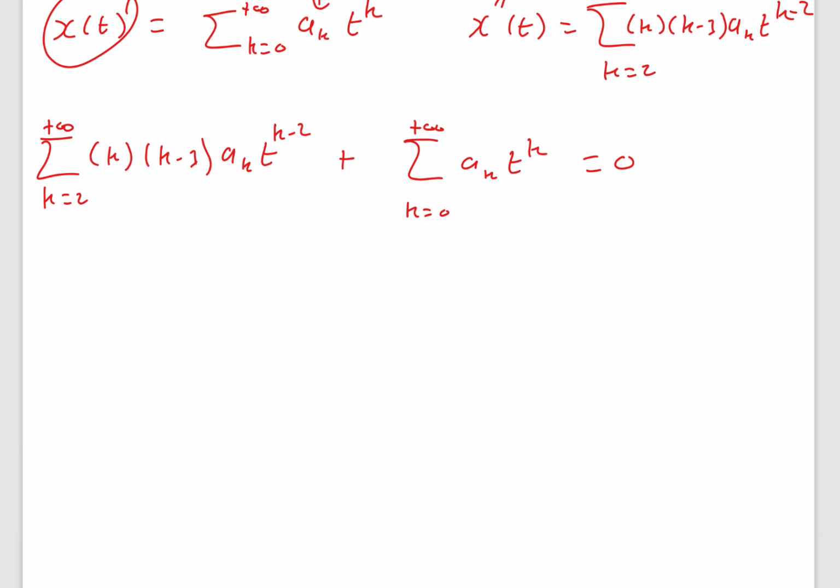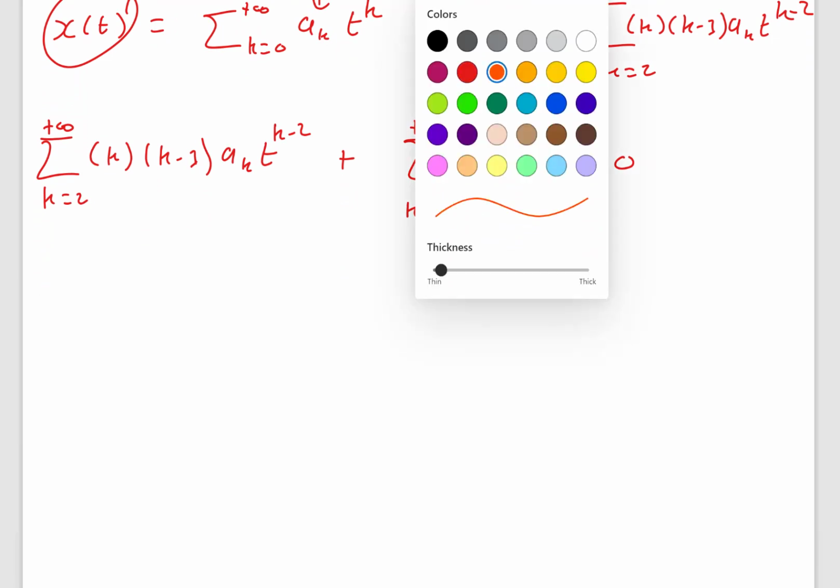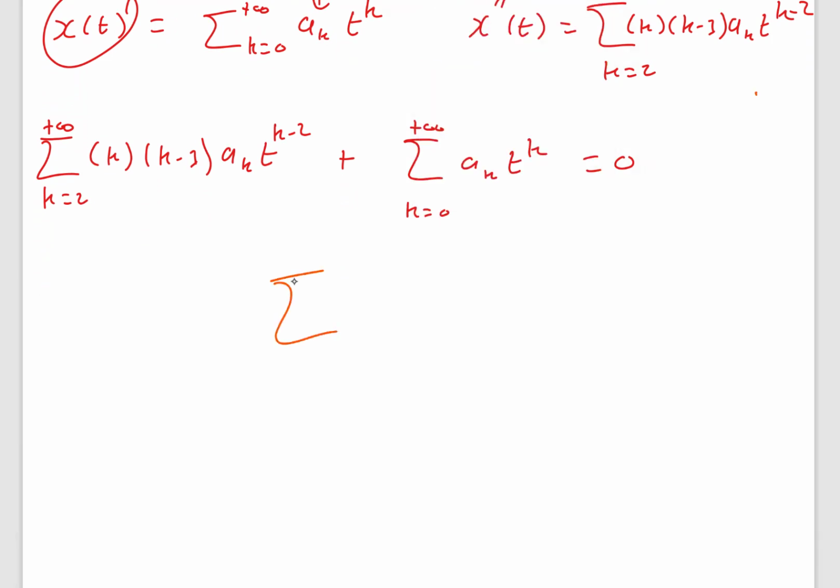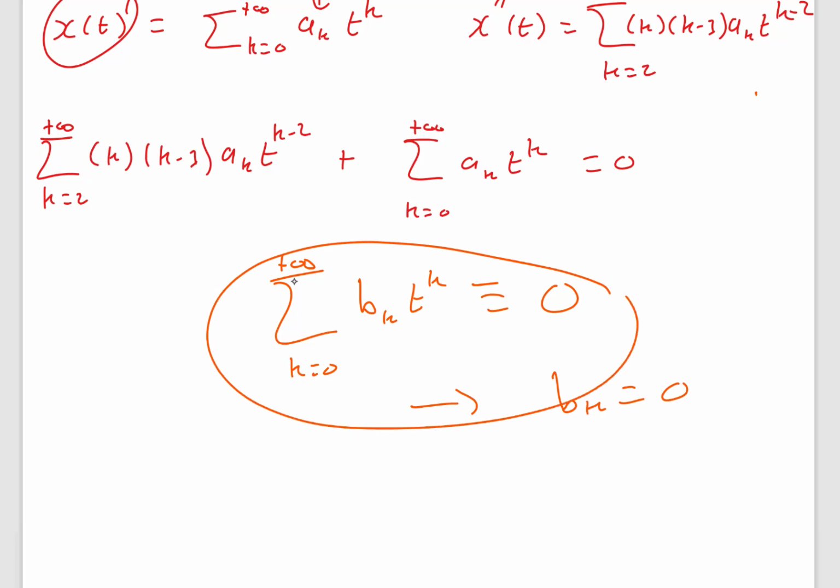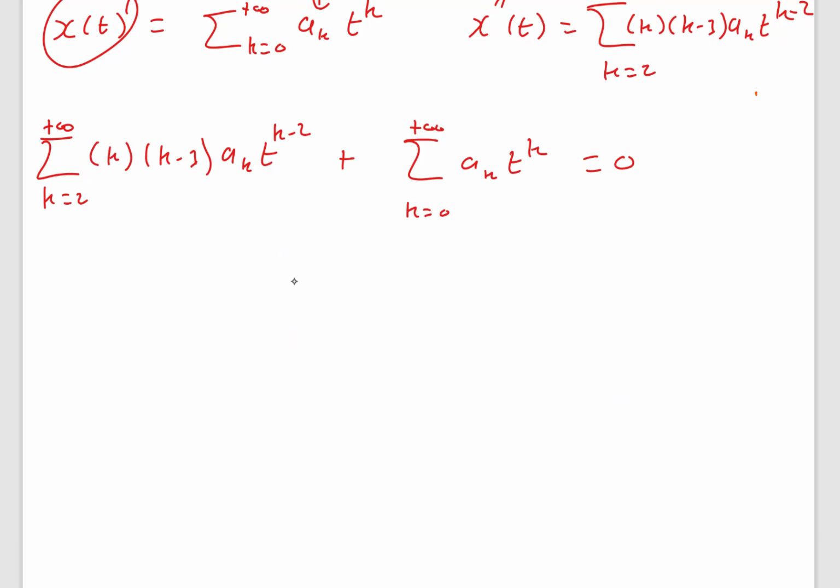Now what I want to use is the following fact. I'm going to write it down. If I have a power series of the form bk t to the power of k, and this is identically equal to 0, this implies that all of the bk's are equal to 0. And so that's what I'm going to do. I want to write the series that I have as one series, and that's going to imply all of the coefficients are equal to 0. But in order to do that, I need to do a re-indexing.